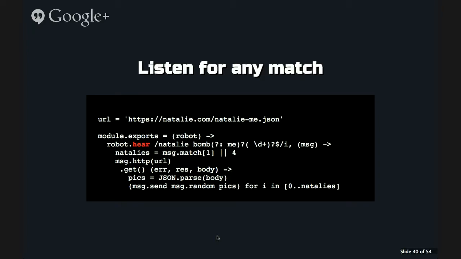Hubot can also hear, which does not need to have the name of the Hubot to respond to something in the chat room. In this case, just "Natalie bomb me" would trigger this command. So if you want to just listen for some conversation in the chat room and then execute something around that conversation, you can do that, which is pretty fun.